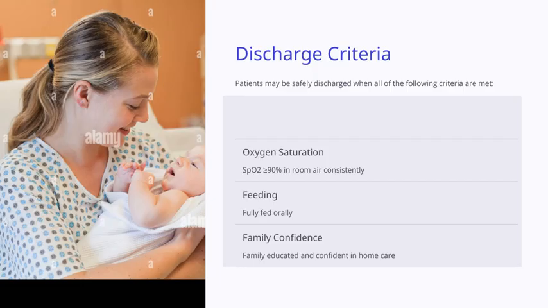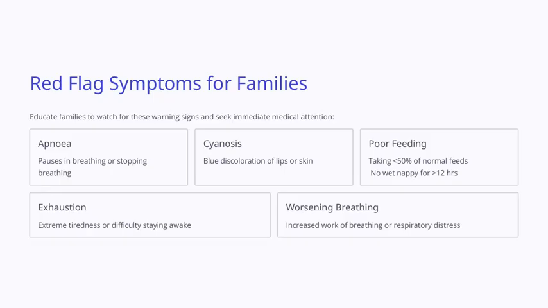Lastly, family confidence plays a vital role. The family needs to be educated and confident in caring for the patient at home. When all these criteria are satisfied, it's a good sign that the patient is ready to go home safely and comfortably. These points tie back to our overall goal of ensuring safe, effective, and confident discharge planning. Now, let's talk about some red flag symptoms that families should be aware of.